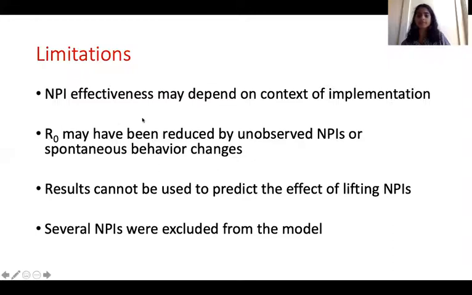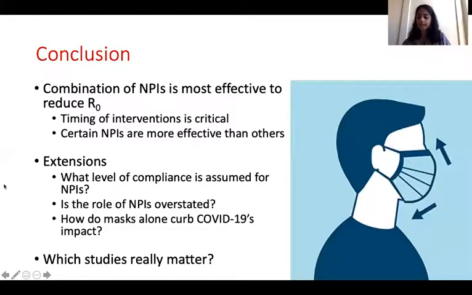So finally, my conclusion. I looked at a Lai et al. and Bronner et al. study, which looked at 2 different models and 2 different scopes to look at how NPIs could be effective in reducing this reproduction number R0 and curbing COVID-19 transmission. Both of the studies found that a combination of NPIs is most effective to reduce R0. Lai et al. found that the timing of interventions is also really critical. And both studies found that certain NPIs are definitely more effective than others.